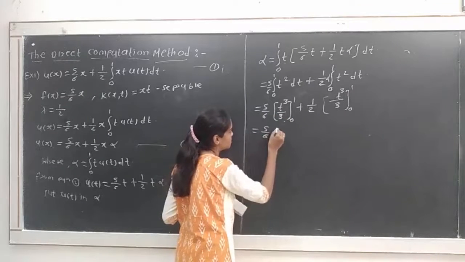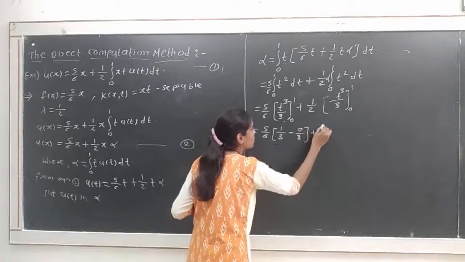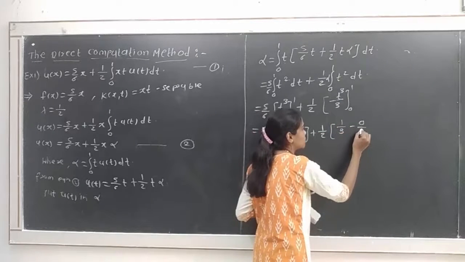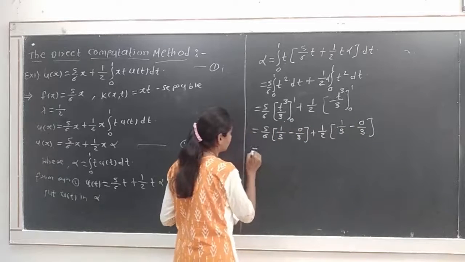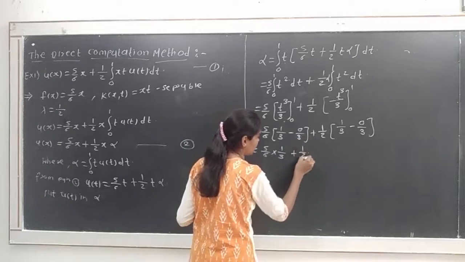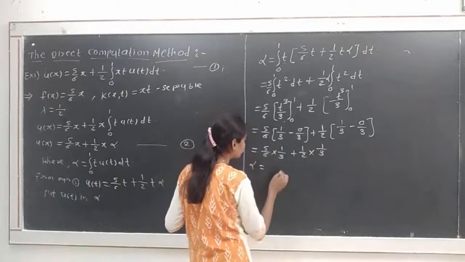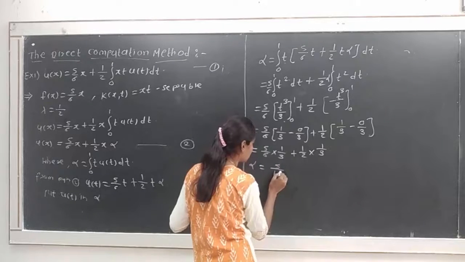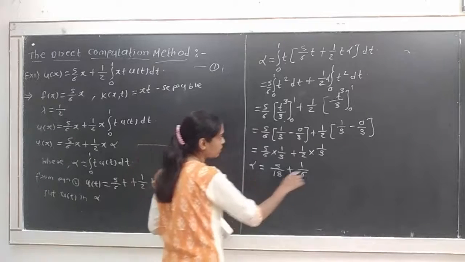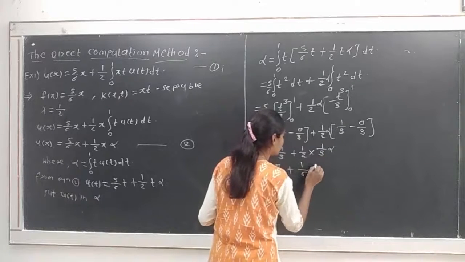We get 5 divided by 6 in brackets 1 cube will be 1 by 3 minus 0 divided by 3, plus 1 divided by 2, again by putting limits, 1 divided by 3 minus 0 divided by 3. Okay, by solving, 5 divided by 6 into 1 by 3, this becomes 0, plus 1 by 2 into 1 by 3. Okay, so we have alpha equal to 5 divided by 6 into 3, that is 5 by 18, plus 1 divided by 6. Okay, sorry, here alpha will be missing, so we write here alpha, that is 1 by 6 into alpha.